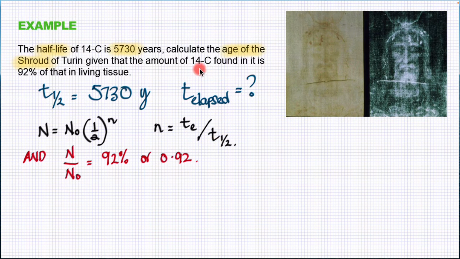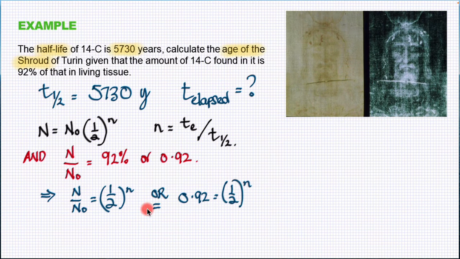Now, we're told that the amount of carbon-14 found in it from analysis, so if we take a sample of the blood here, is 92%. So what that means is the amount that was left at death, which was the starting point of the decay series, was N naught, and this is the amount that's remaining. So that ratio, we're told, is 92%. The amount of carbon-14 found was 92% of that in living tissue. So at the point of death, it no longer is living tissue. So that ratio is 92%. We'll convert that to a decimal, which is 0.92. Then we can put the values into our equation. So we know N over N naught is 0.92, and we can find the time elapsed using this equation here.